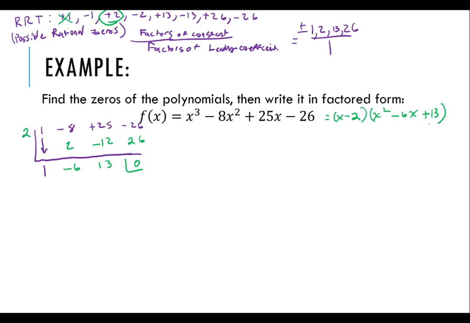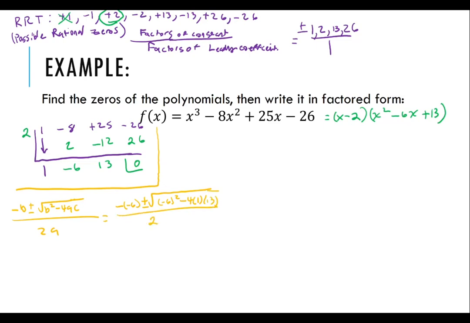Now at this point, if this trinomial would factor, factor it. If this trinomial doesn't factor, then we should probably move on and go try the quadratic formula. I'll save us a little bit of time, and I'll tell you that this thing does not factor, and so we do need to use the quadratic formula. Negative b plus or minus the square root, b squared minus 4 times a times c, all over 2a. And so that's going to be negative negative 6 plus or minus the square root, negative 6 squared, minus 4 times 1 times 13, all over 2 times 1.